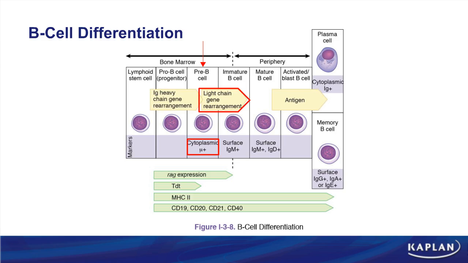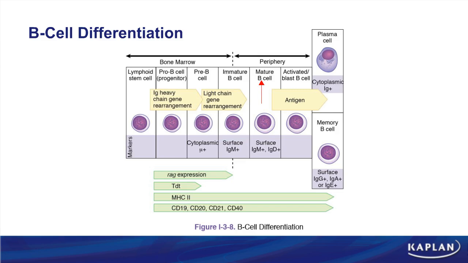Once you have completed heavy chain gene rearrangement and light chain gene rearrangement, the cell will express the first isotype on its surface, the IgM. And now we're going to refer to that B cell as being immature. And it is the immature B cell that is going to exit the bone marrow and enter into the periphery. And it is that transition from the bone marrow into the periphery that is going to cause the cell to, again, advance to the next stage, which is going to be the mature B cell stage.